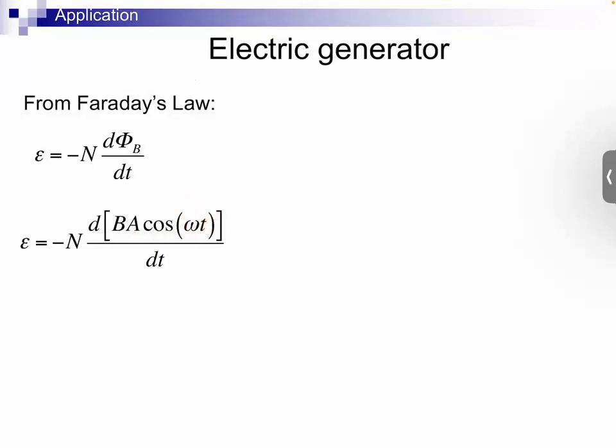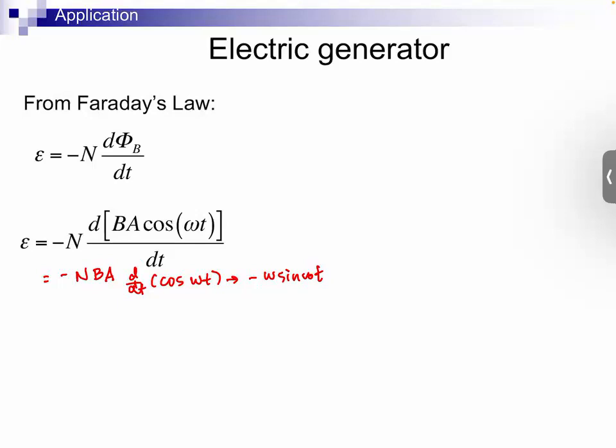Written in terms of the angular velocity, we can take the derivative of this equation. A B A is of course constant, so we can rewrite this equation as negative N times B times A, and take the derivative with respect to time of cosine omega t. We can evaluate the derivative of cosine omega t. The derivative of that is negative omega sine omega t, because the derivative of cosine is negative sine, and then you take the derivative of the argument omega t, which is omega.